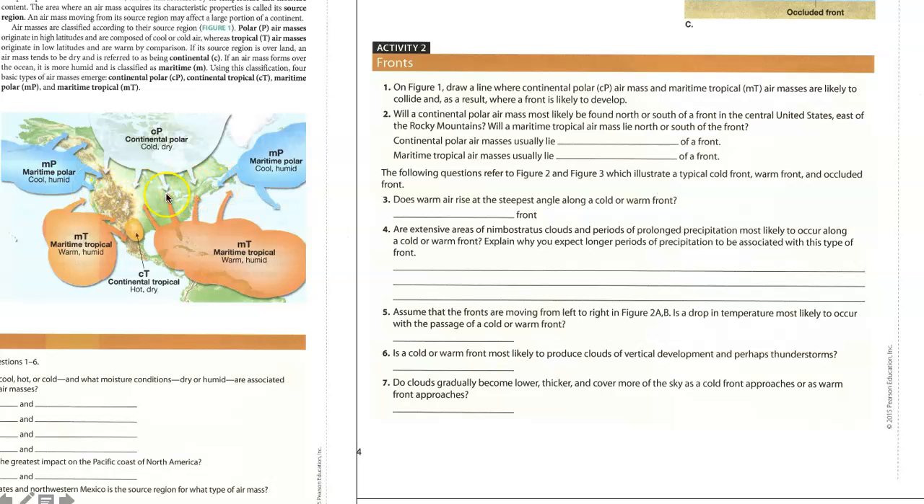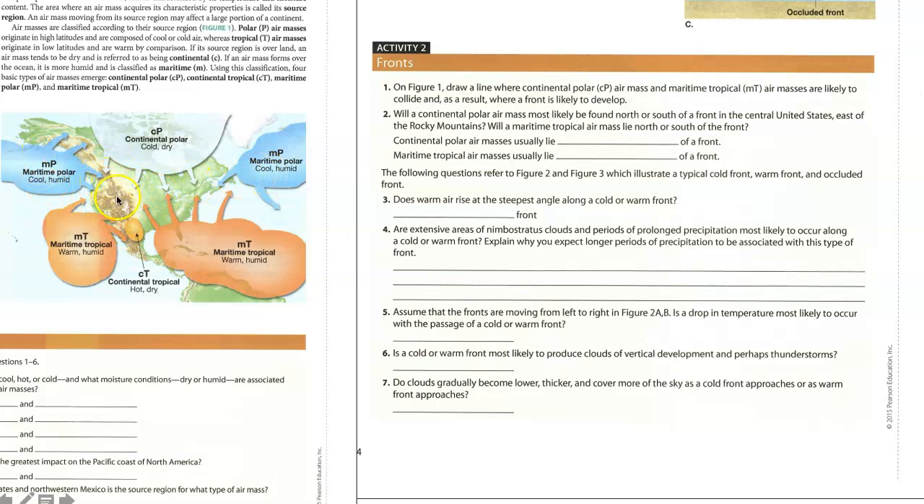But right here is a more likely place where there's going to be a front that isn't going to be complicated by the presence of topography. So this is where you're going to put your line. It then asks, will a continental polar mass be more likely to be found north or south of that front, east of the Rocky Mountains?